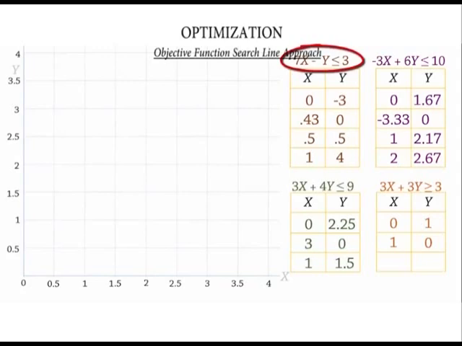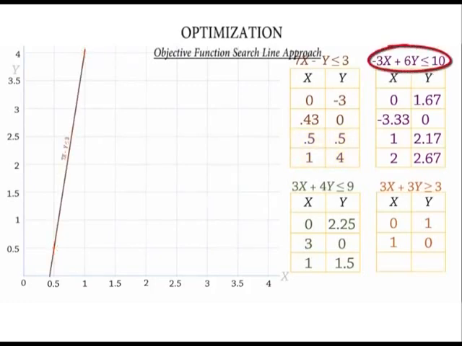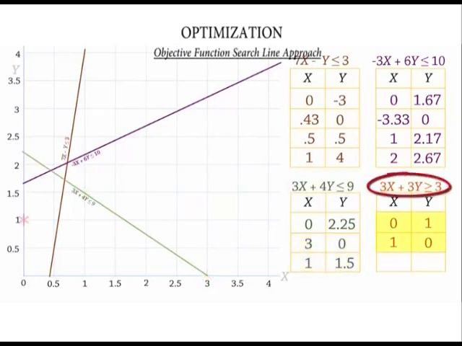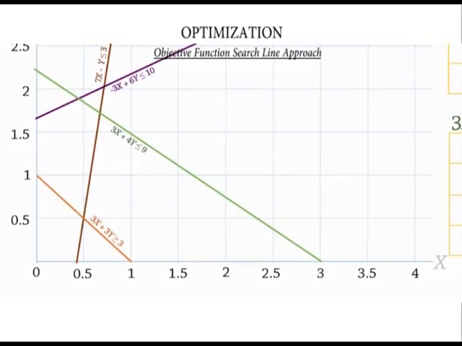For the first constraint, we can just plot the last two points, 0.5, 0.5 and 1, 4. That's the line. For the second constraint, we use the first and the last two points for accuracy, and that is the line. Third constraint, we use 3, 0 and 1, 1.5, and that's the line. For the last constraint, we have 1, 0 and 0, 1, and that is the line. If you do the test point for each line and shade off the unwanted region, this would be the feasible region.